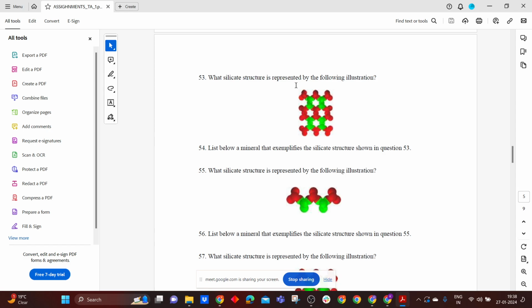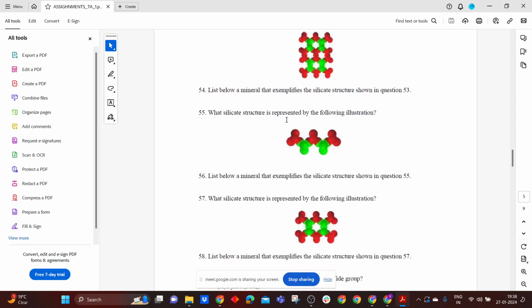Now let's do question 53. What silicate structure is represented by the following illustration, guys? Sir, phyllosilicate. Exactly. And what is the other name of phyllosilicate, guys? Sheet structure. Yes, sheet silicate structure.